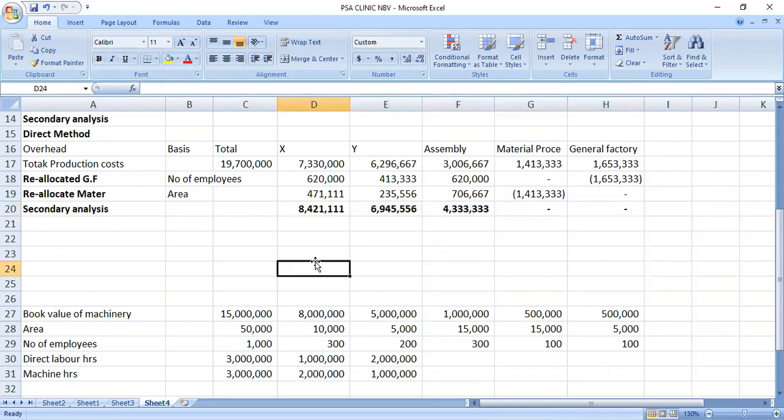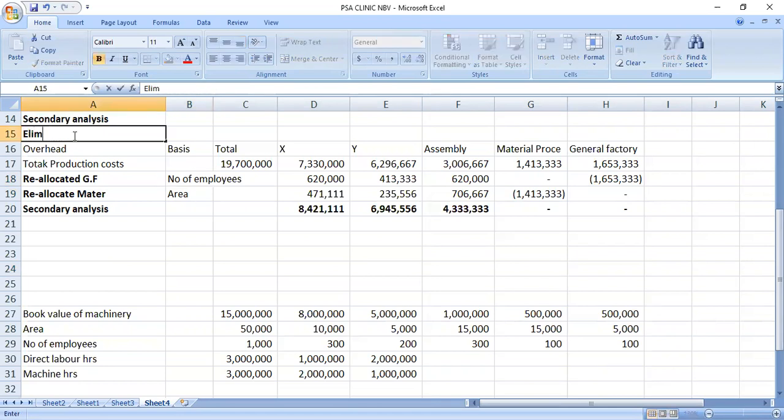Let's look at elimination. So you have agreed that our basis for allocating material and general factory are number of employees and area. Since I'm not seeing any comments, let's look at elimination. You can call it step down or stepwise. You can call it elimination.